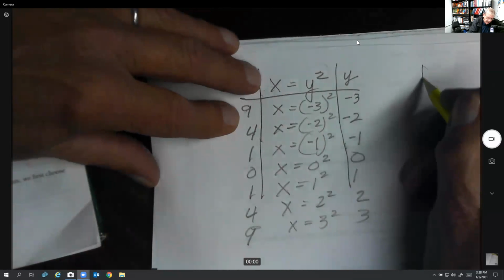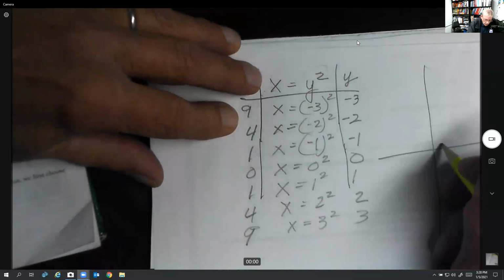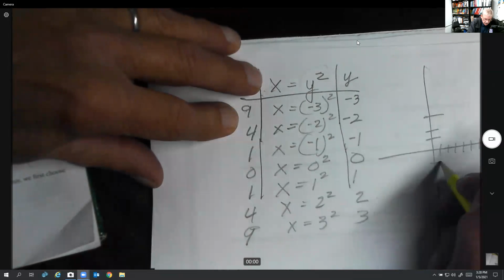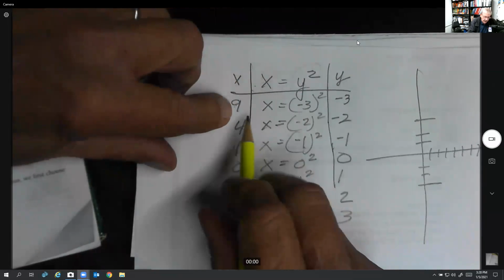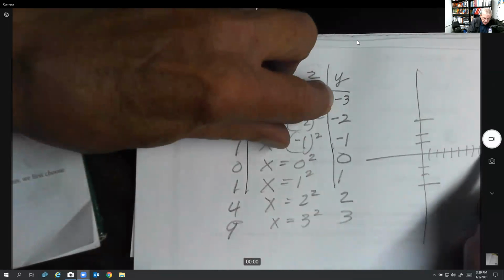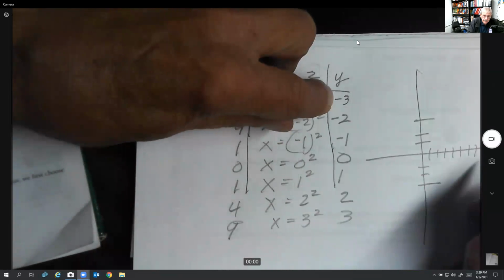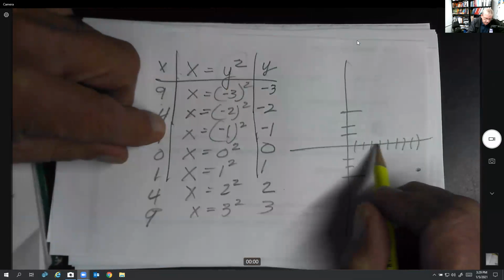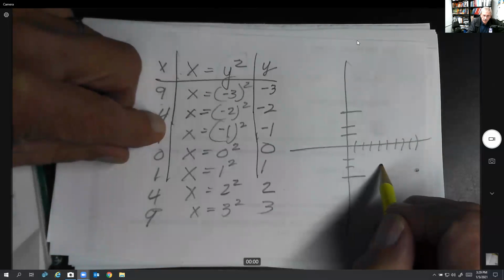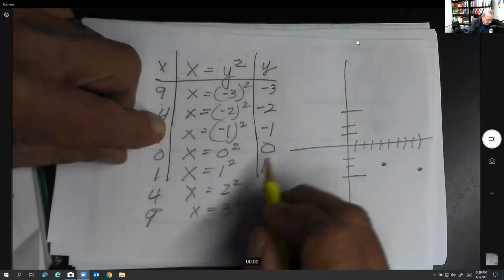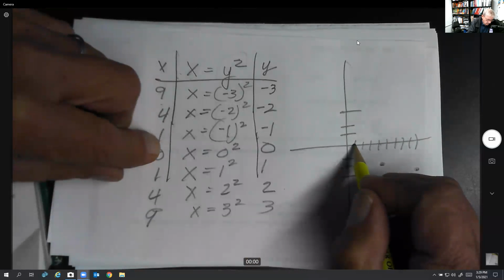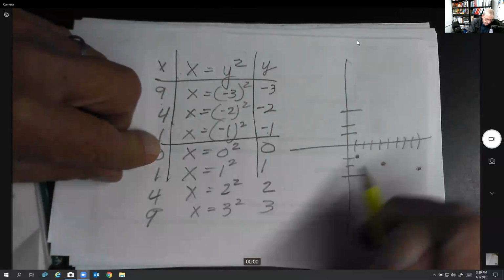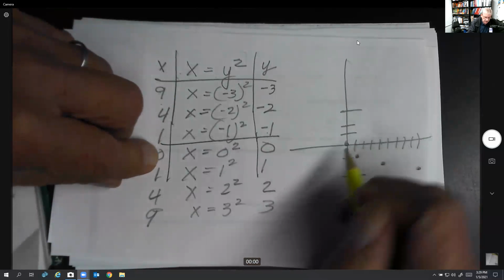All right, so let's see what happens here. 1, 2, 3, 4, 5, 6, 7, 8, 9. 1, 2, 3. Okay, so when x equals 9, way over here, y is negative 3 down here. Oh, I can't even see that. It's so far away. Okay, when x equals 4, y is negative 2. When x is 1, y is negative 1. Still down here. When x is 0, y is also 0.